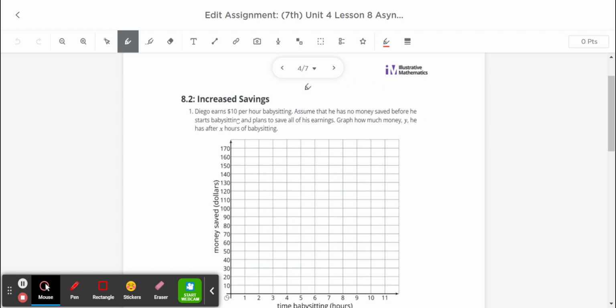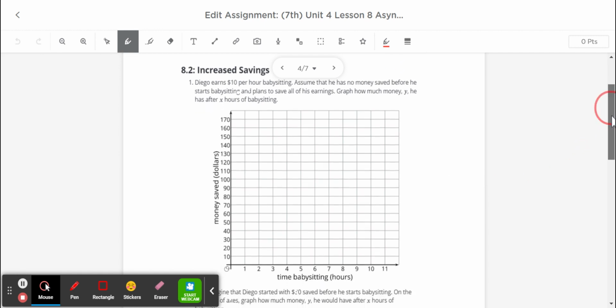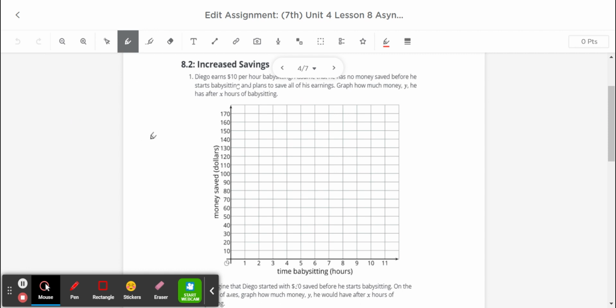Let's take a look at 8.2. We're on slide 4. Diego earns $10 an hour babysitting. Assume he has no money saved before he starts babysitting and plans to save all of his earnings. Graph how much money Y he has after X hours of babysitting. If you feel at all stuck on this question, I would recommend starting with an XY table so you can start thinking about after 1 hour of babysitting, how much money does he make? After 2 hours, how much money does he make? And so on. Go ahead and pause this video and try 8.2 question 1.